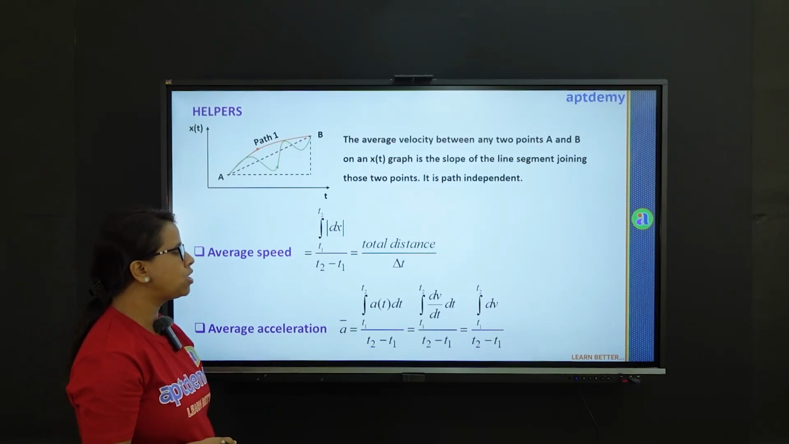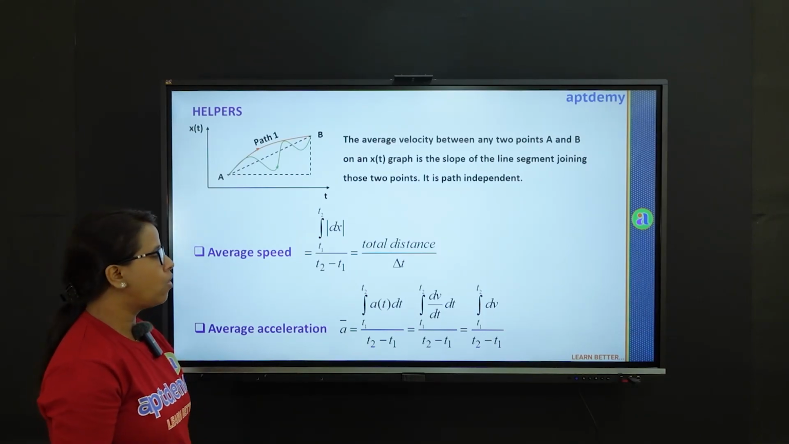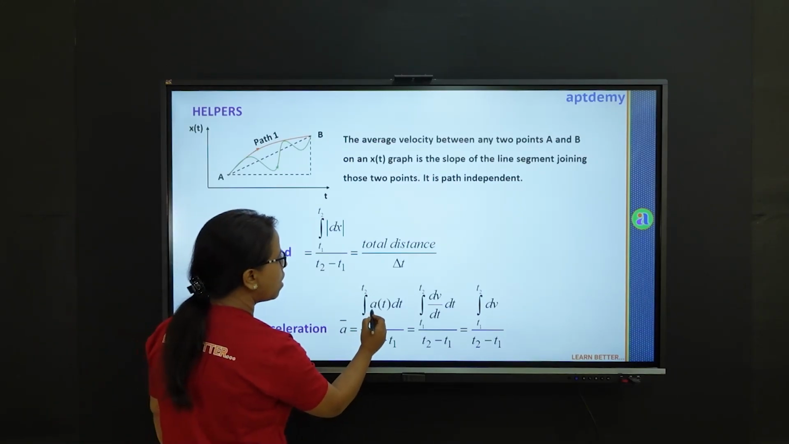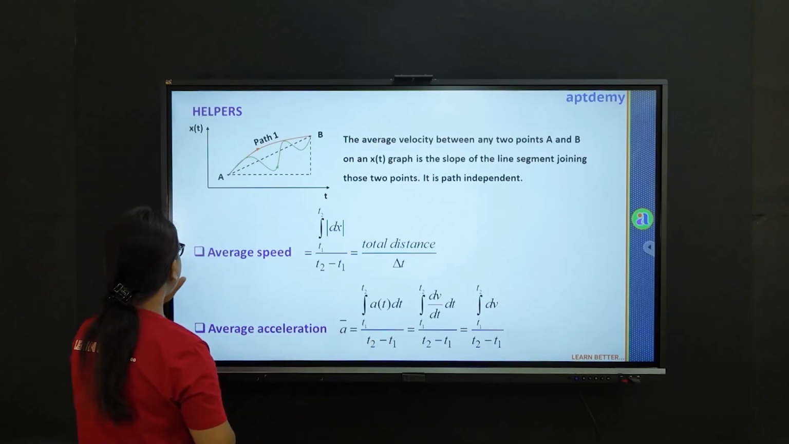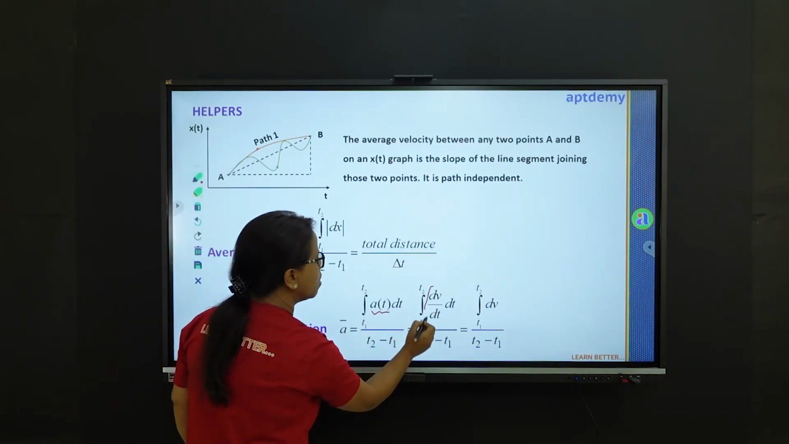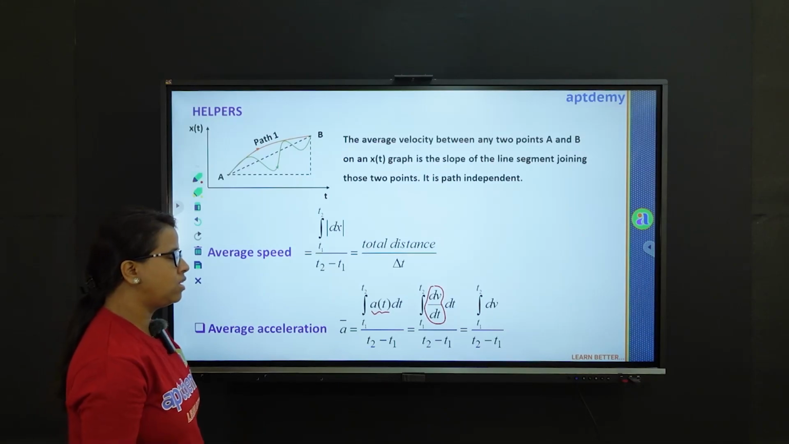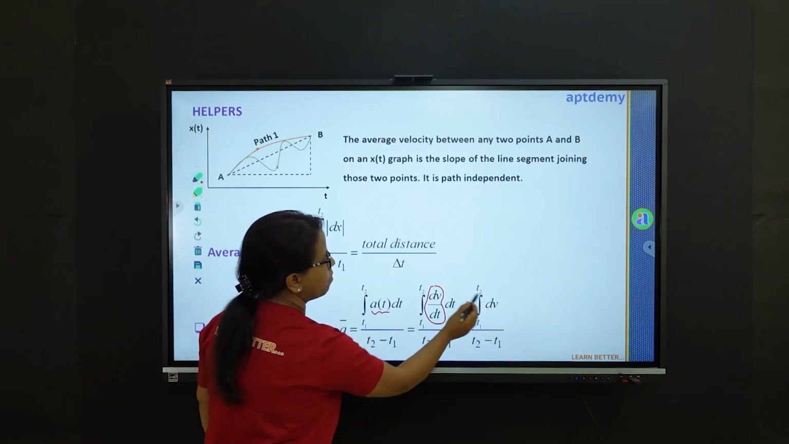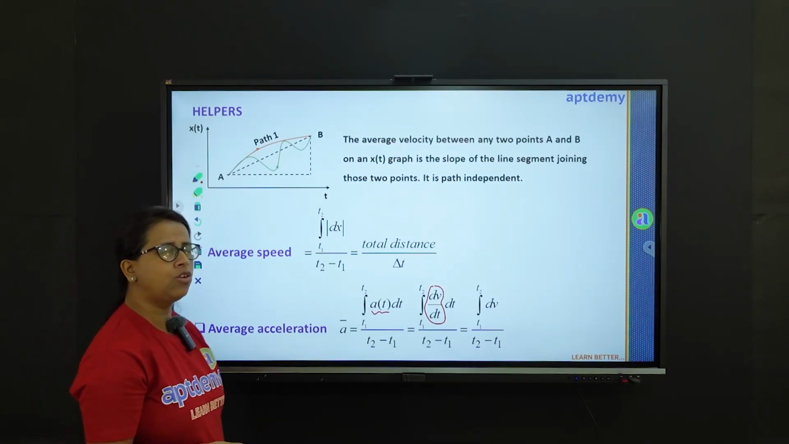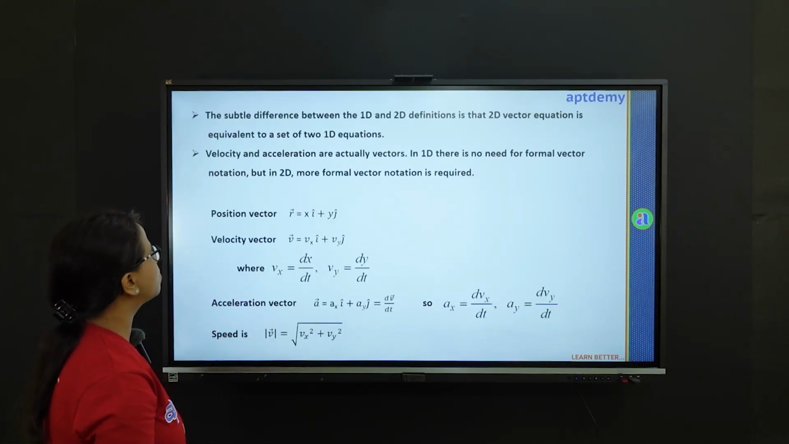Similarly, average acceleration can be written as a bar, which is equal to integration t1 to t2, a of t dt over t2 minus t1. Now as you can see here, a of t is nothing but change in velocity. Acceleration can be defined as the change in velocity. So in place of a of t, we have written dv/dt times dt. So this ultimately ends up into integration from t1 to t2 dv over t2 minus t1. This is how we can define average acceleration.